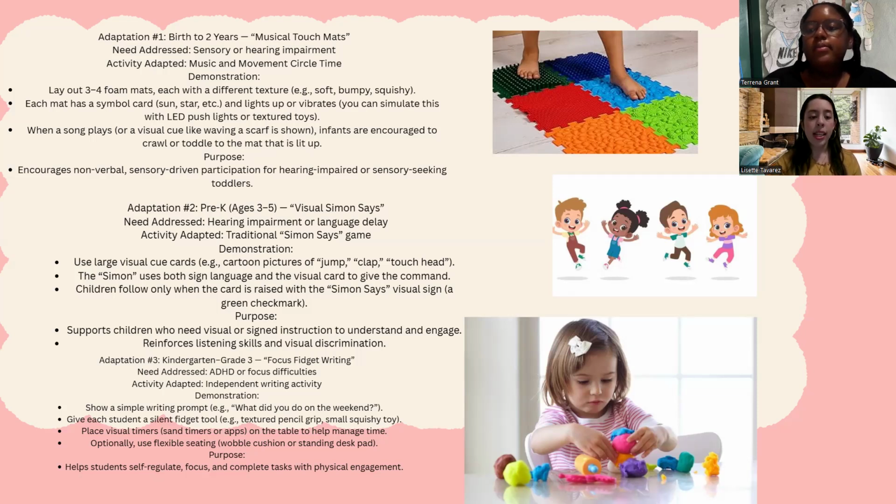Give each student a silent fidget tool, such as a textured pencil grip or small squishy toy. Place visual timers, sand timers, or apps on the table to help manage time. Optionally, use flexible seating, a wobble cushion, or a standing desk pad. Purpose: helps students self-regulate, focus, and complete tasks with physical engagement.